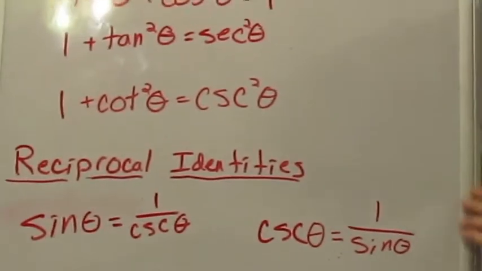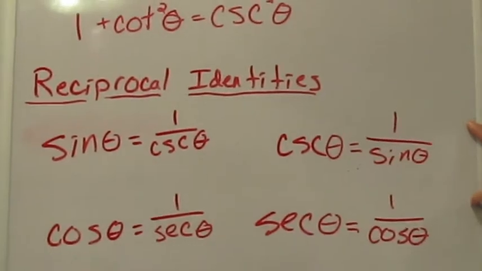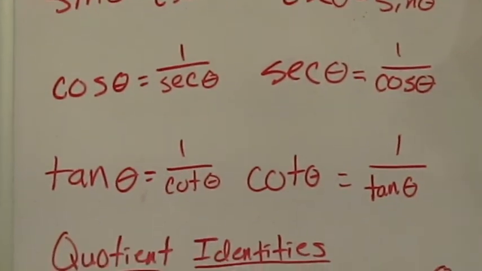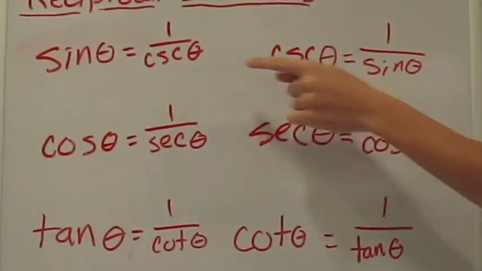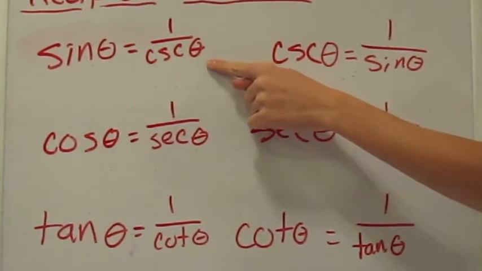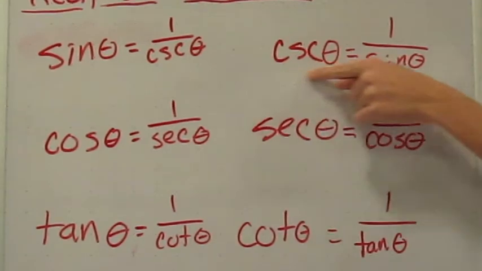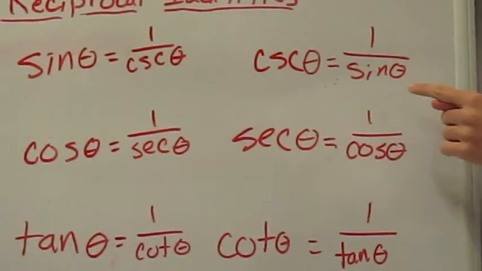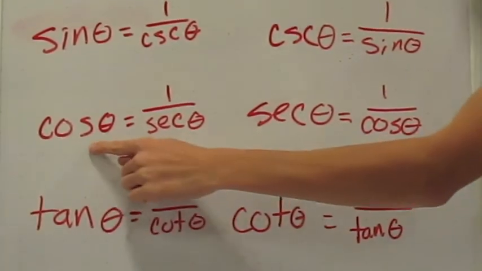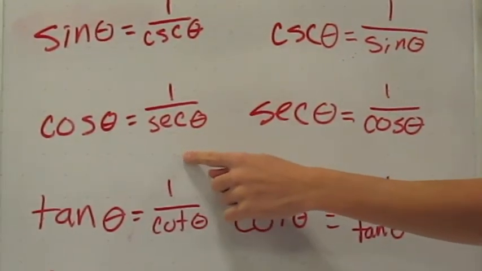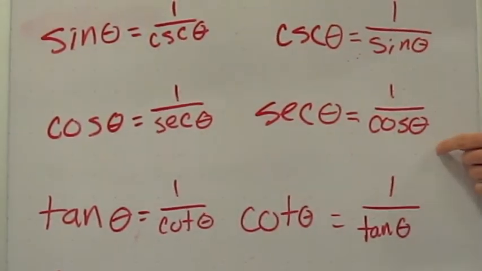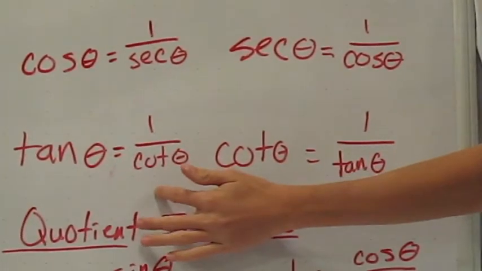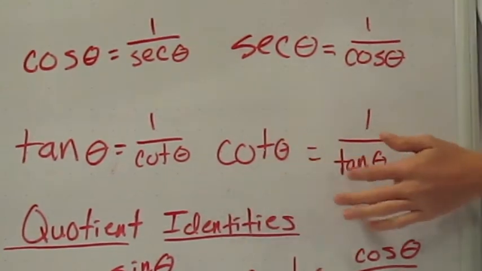After that, we can go into reciprocal identities. So these are finding the relationships between all of the sines, cosines, cotangents, tangents, cosecants, and secants. So sine of theta equals 1 over cosecant of theta. Cosecant of theta then is 1 over sine of theta. This goes for all the other identities, as cosine of theta equals 1 over secant of theta, and secant of theta equals 1 over cosine of theta. And finally, tangent of theta equals 1 over cotangent of theta, and cotangent of theta equals 1 over tangent of theta.